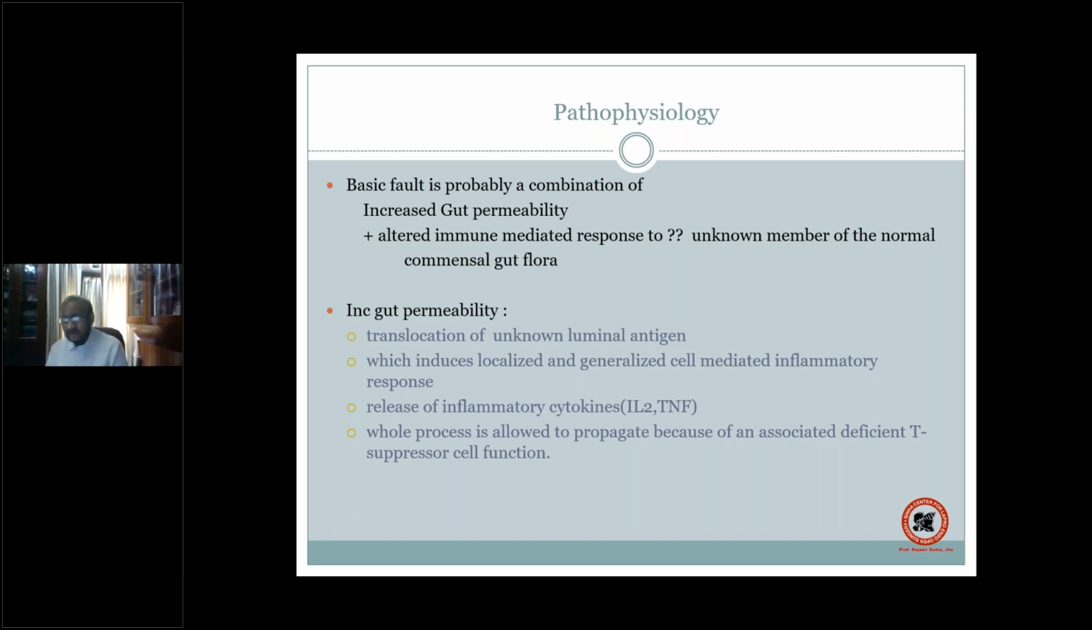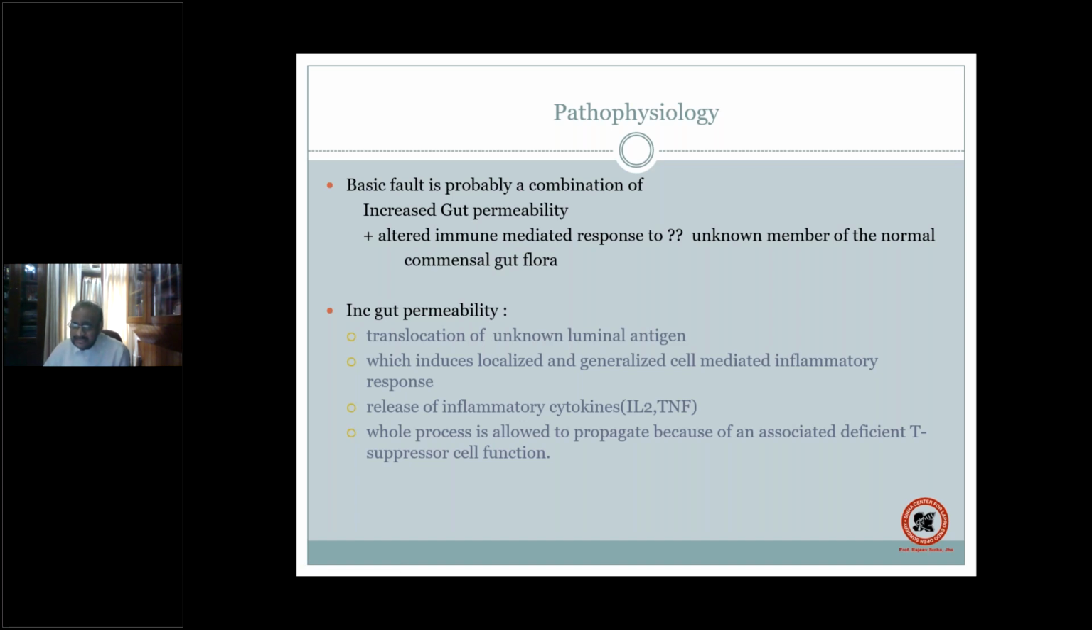So as of now, what we believe is that it's a combination of increased gut permeability with an altered immune-mediated response in the body, which is responsible for the ultimate manifestation of Crohn's disease. What about the increased gut permeability? What does it do? It leads to translocation of an unknown luminal antigen. We still don't know what the antigen is.